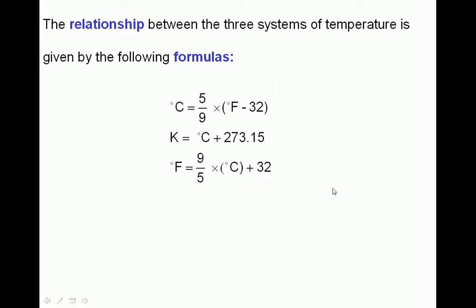Alright, so the final thing that we need to look at is the relationship between the different systems of temperature. There are three common systems of temperature that are used in the USA. In science, we generally use the Celsius system and the Kelvin system. But in everyday life, you might be more familiar with the Fahrenheit system. And these three systems are related not by conversion factors, but rather by formulas.